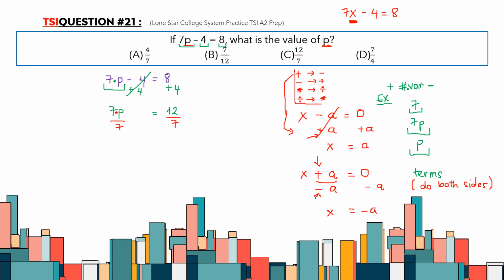Okay, this is what we do. Alright, so 7 divided by 7 is 1. 1 multiplied by p is 1p. So it's just p equals 12 over 7. 12 over 7, we don't have any common factor between 12 and 7. So we leave it as it is. We don't do simplification anymore. So the answer will be p equals 12 over 7. And C is the right answer.